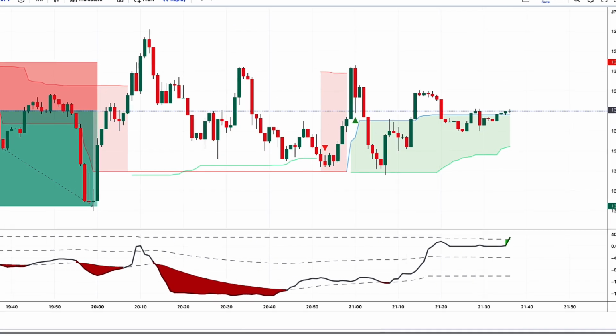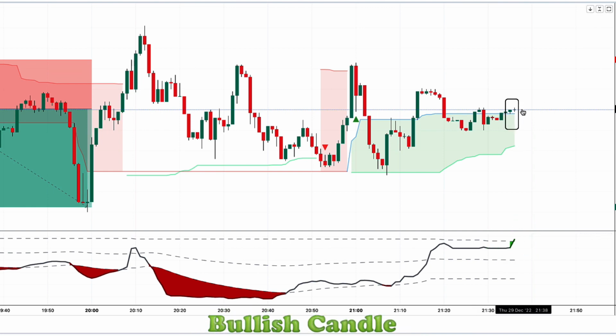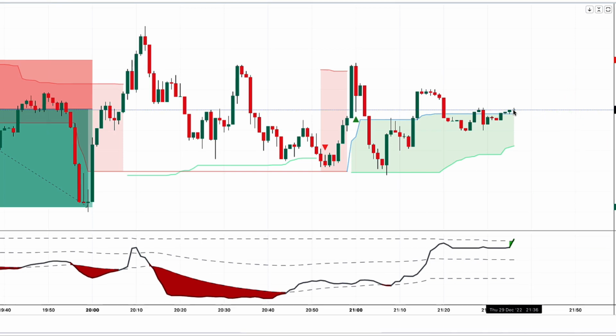We have got the signal. Here the trend trigger factor indicator gives us overbought signals. The market has made two bullish candles to give confirmation. The follow line trend indicator area is uptrending. So all our conditions are being fulfilled, so we are placing an order to buy.